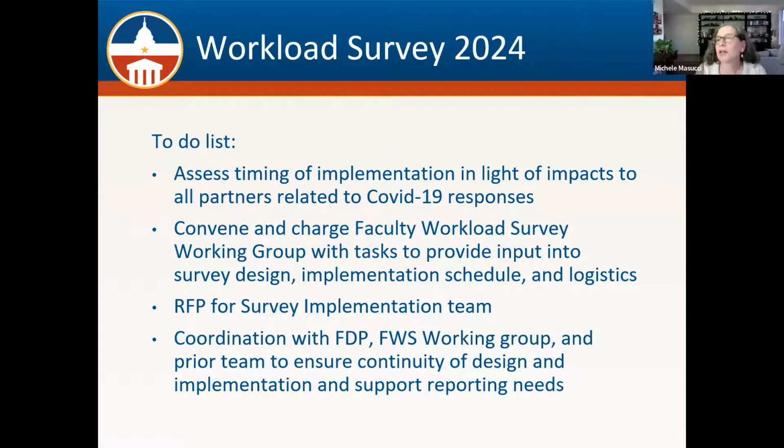Yeah, that's fair. So Kristen is asking in the chat, are we planning to add questions addressing the impact of COVID on faculty research administration burden? The easy answer is yes, that's very likely, but I'm sure the working group will decide. So Michelle, do you want to address that?